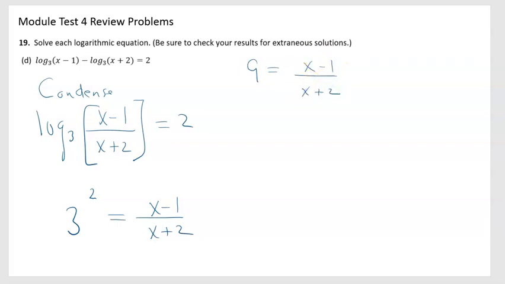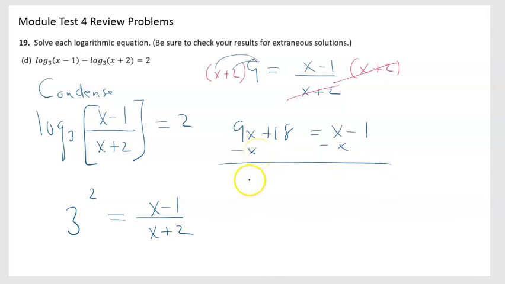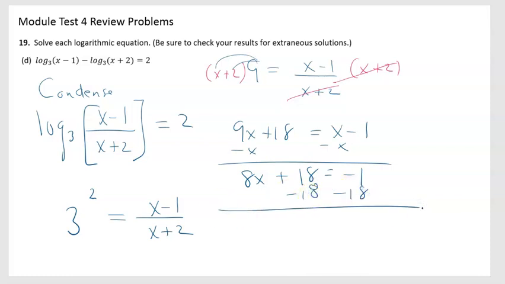How do you solve an equation like this? You've got to multiply both sides by the denominator to get that x plus 2 out. Those cancel. Now on the left, I distribute the 9 inside, so that's 9x plus 18. And on the right, I've got x minus 1. What do I do now? Let's subtract x from both sides. Why? I need all those x's on one side to be able to solve. So that is 8x plus 18 is equal to negative 1. Now what? Let's subtract 18 from both sides. So now I have 8x equals negative 19. Divide both sides by 8. And x is negative 19/8.